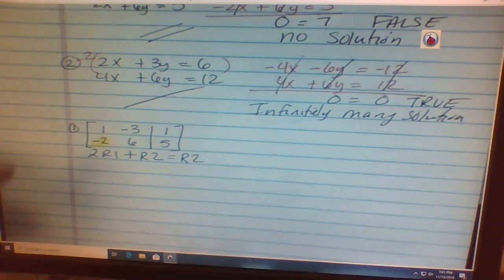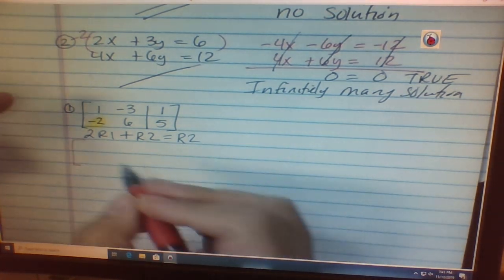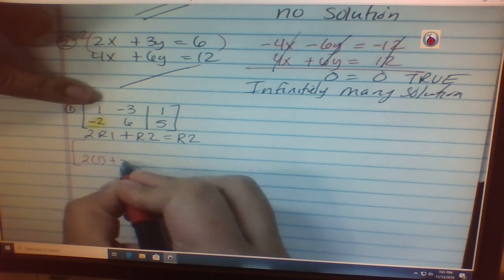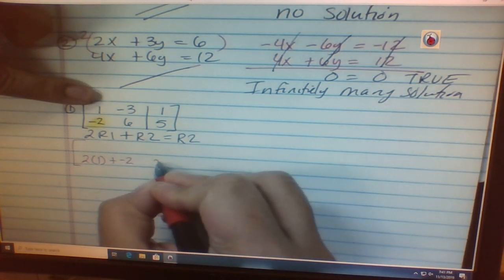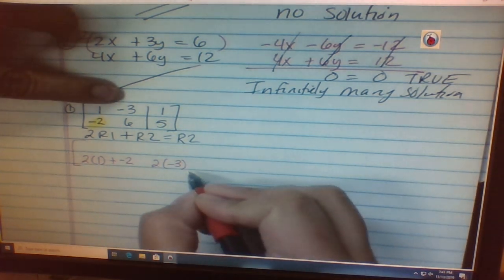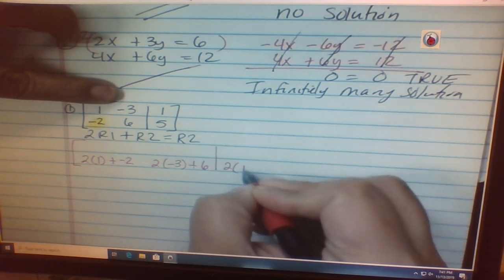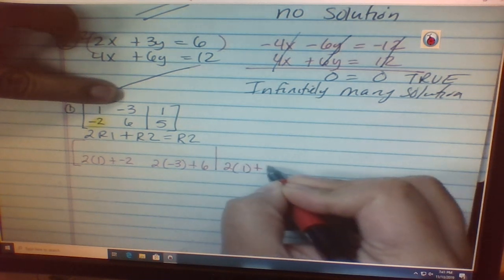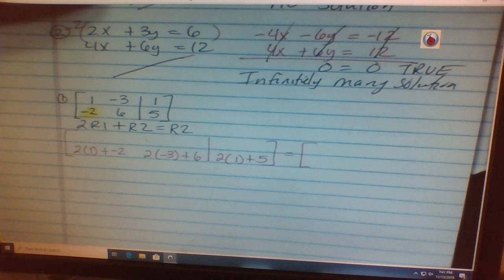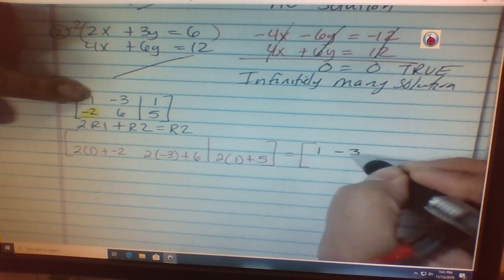Alrighty. So this is going to give me my new row 2. So 2 times row 1, which is 1, plus the -2. 2 times row 1, which is a -3, plus the 6. And 2 times the 1 plus the 5. So when I do the math for this, did I do anything to the top? No. So we copy it down. It stays.